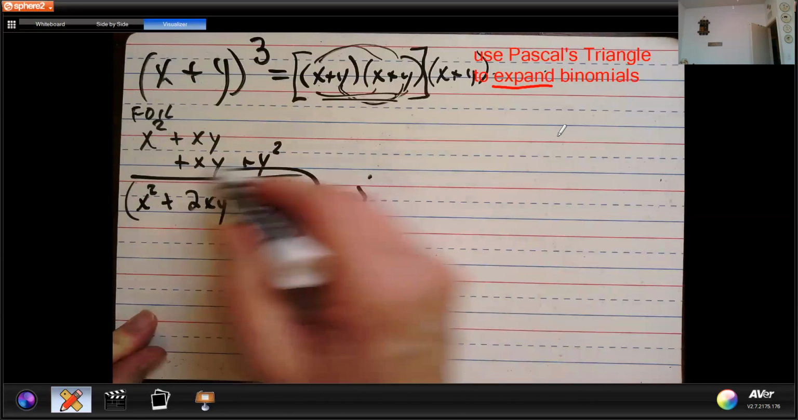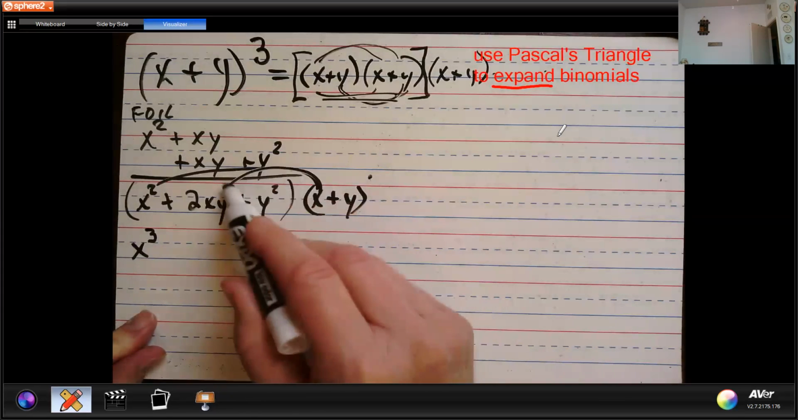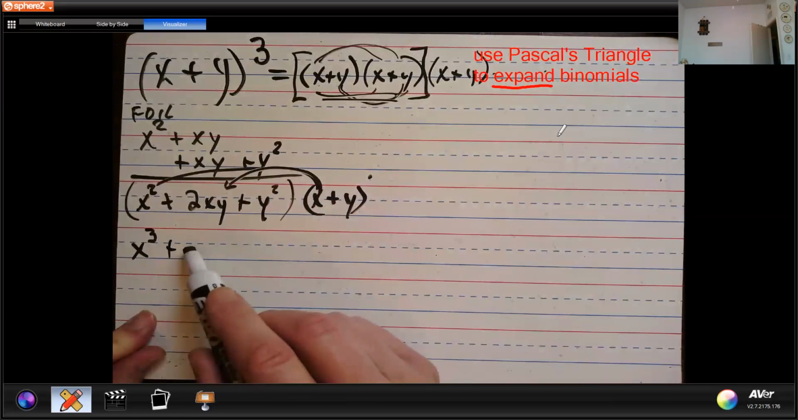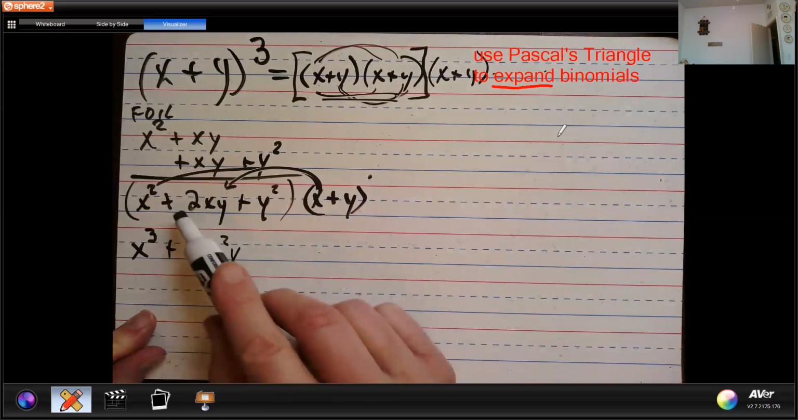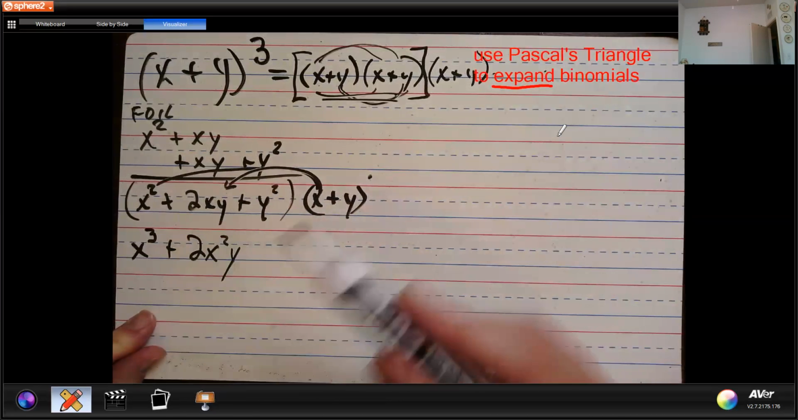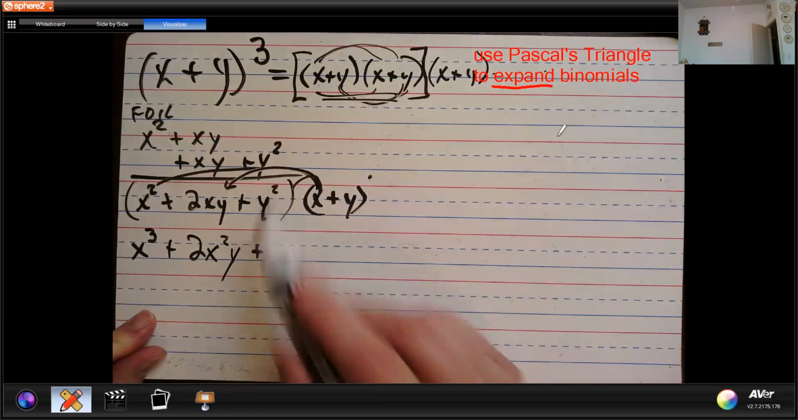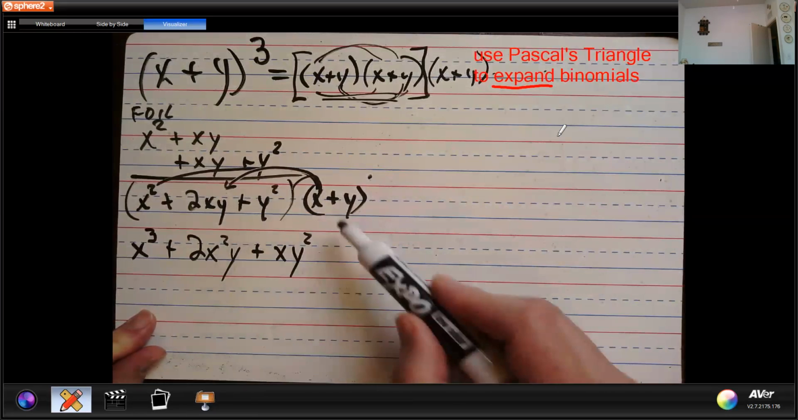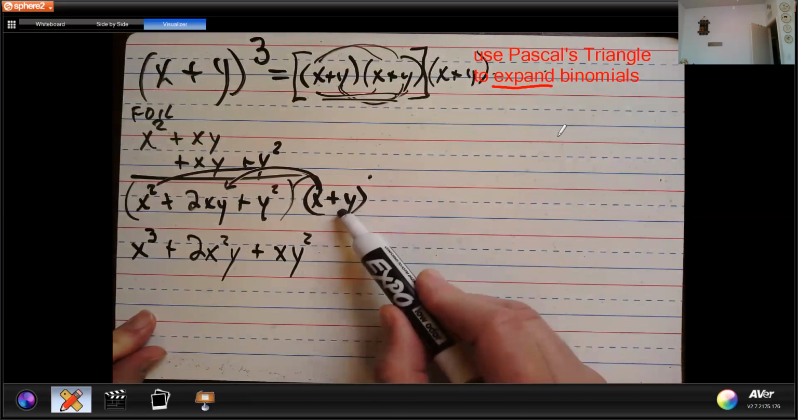I just have to keep multiplying and multiplying. So this is called expanding. X times that would be x to the third. X times this, remember, you just multiply times the x, so you're adding: that's going to make x squared y to the 1. The 2 doesn't change, the y doesn't change. And then x times the next one, x times y, would just be x y squared, just like that. See?